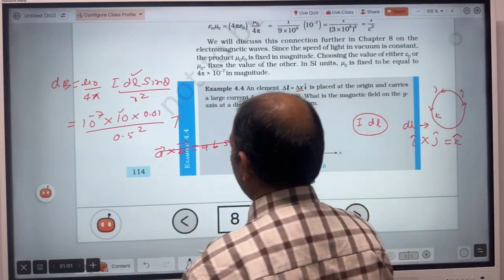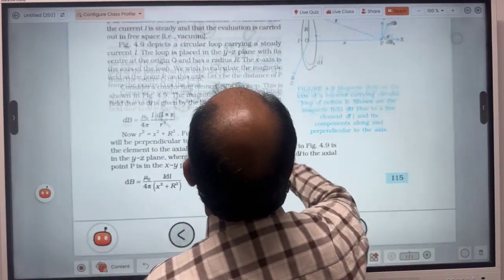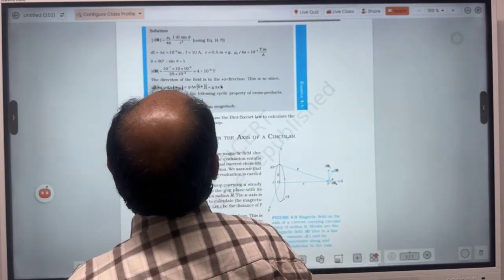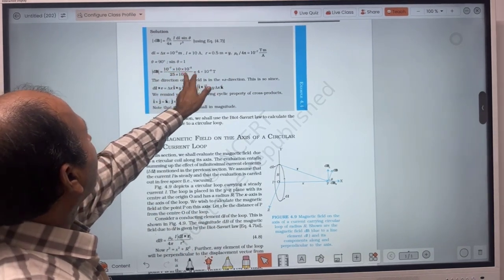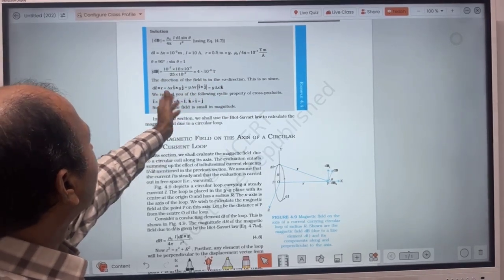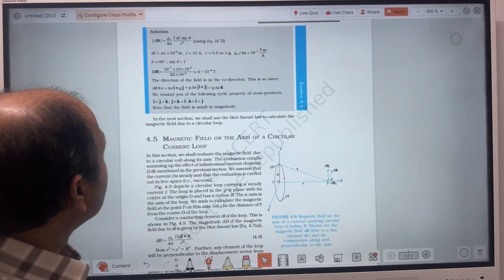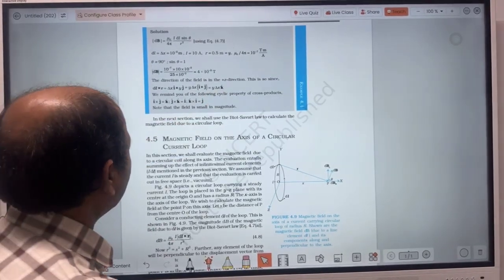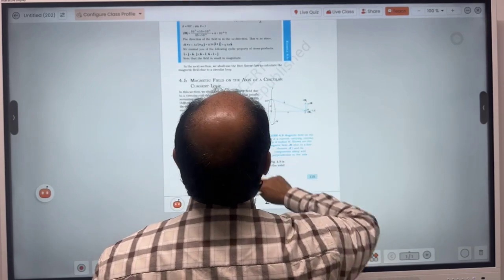z-axis. Here the same thing is explained if you observe the solution. So you will notice values are put, and after that we have got B equal to 4 to the power minus 8, and the direction of the field is in z direction, and the rule that I told you. So we just write i cross j, i cap cross j cap, that will give k cap. So that is simple. Now we are going to see another question.